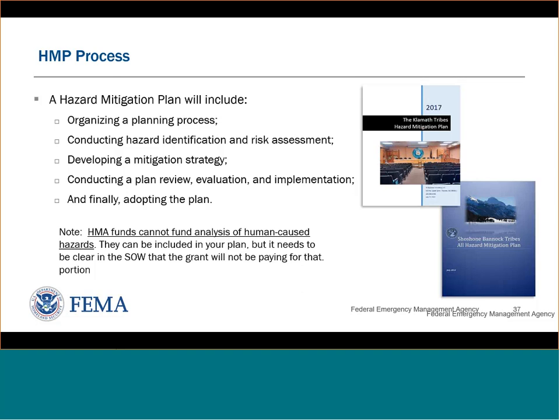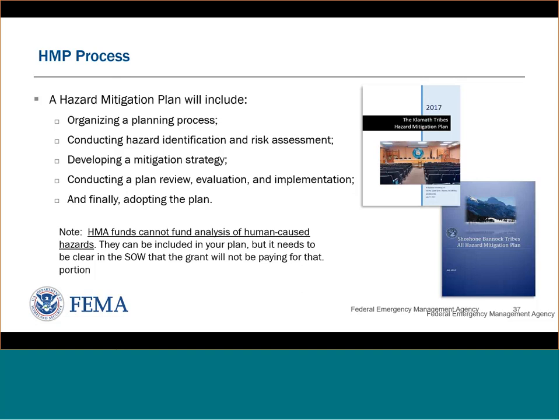So there will be a detailed risk assessment of those hazards, where they occur, and how your community assets are vulnerable to those hazards will be identified within the mitigation plan. And from that risk assessment and through that public engagement, you'll also be developing a mitigation strategy within the mitigation plan. This is really the heart of the mitigation plan.